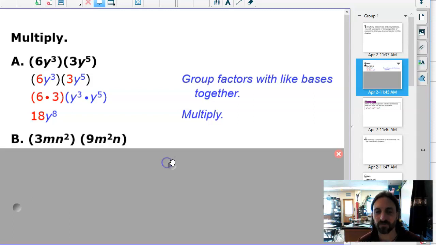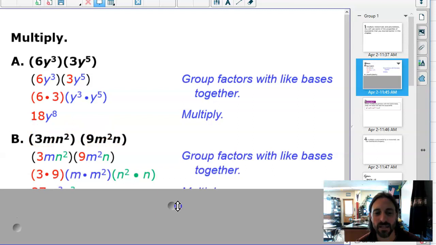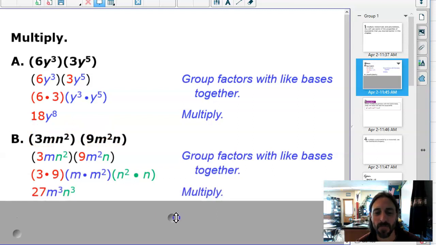Here's another example. So again, the numbers get multiplied together. The powers get added because they have the same base. And so the m and m squared becomes m to the third. n squared and n to the first becomes n to the third. 3 times 9 is 27. So take a look at that. If you want to put these examples in your notes, it's a great idea because that's really what you're going to be doing with all these problems.